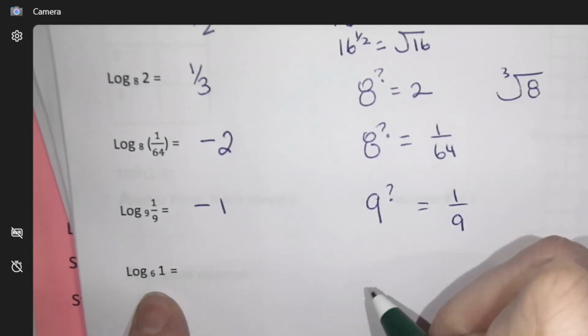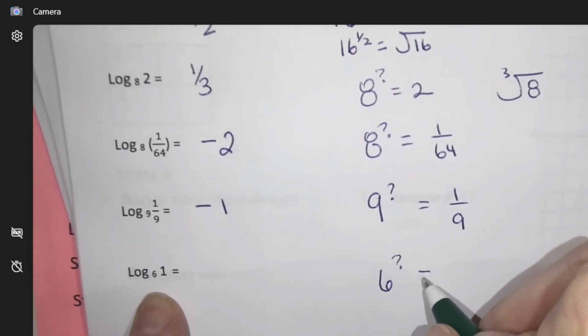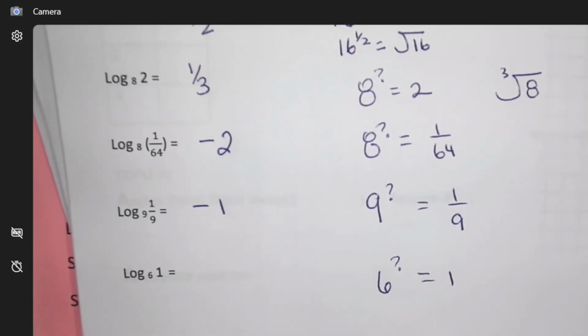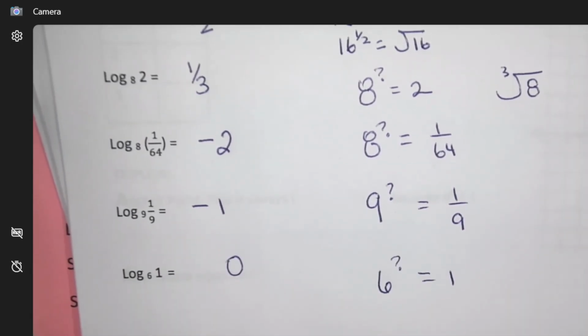And on the last one, the base is 6. We have to think of an exponent that would do that for us. What do you know? 0. Anything to a 0 makes 1, right?